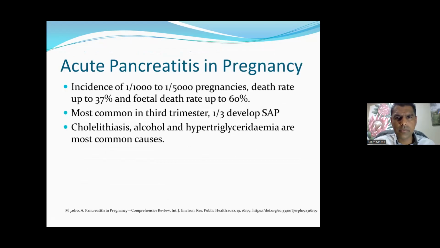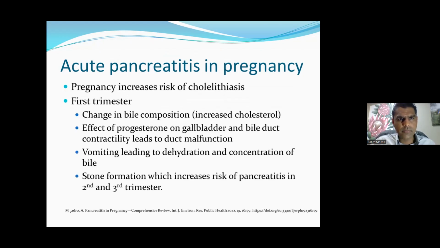So if you have acute pancreatitis in pregnancy, the incidence ranges between 1 in 1,000 and 1 in 5,000 pregnancies, with a death rate of up to 37% in the mother and a fetal death rate of up to 60%. It most commonly occurs in the third trimester of pregnancy, and a third of these patients develop severe acute pancreatitis. The top three causes would be cholelithiasis, alcohol, and hypertriglyceridemia.